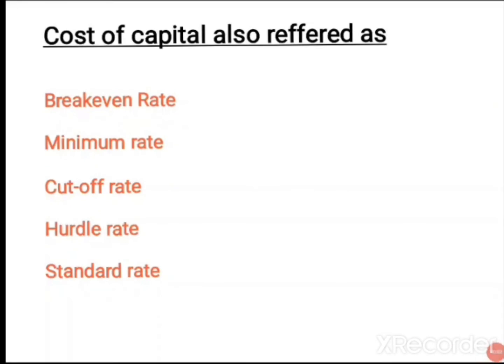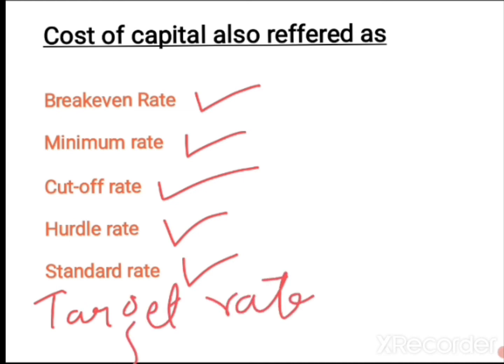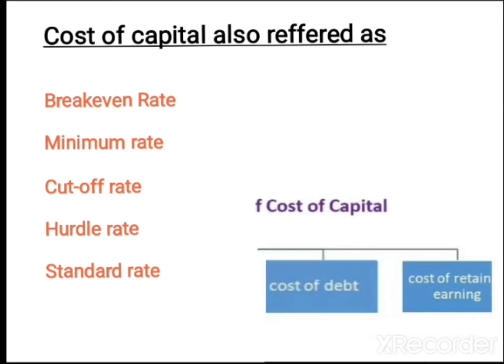Cost of capital is also called break-even rate, minimum rate, cut-off rate, hurdle rate, standard rate, or target rate required to be earned by the firm to maintain its market value and value of shares. So different authors have used cost of capital under these many different names.